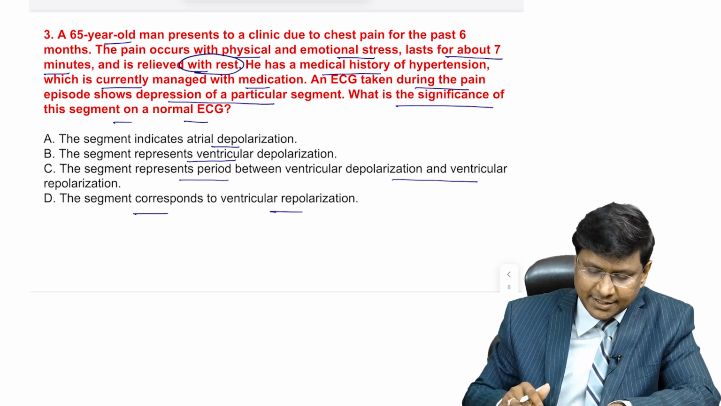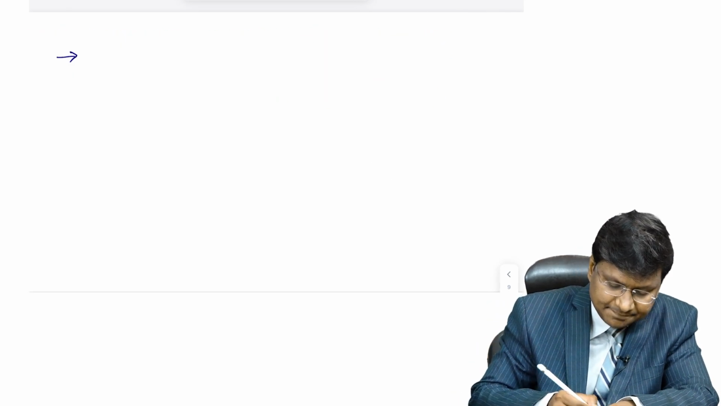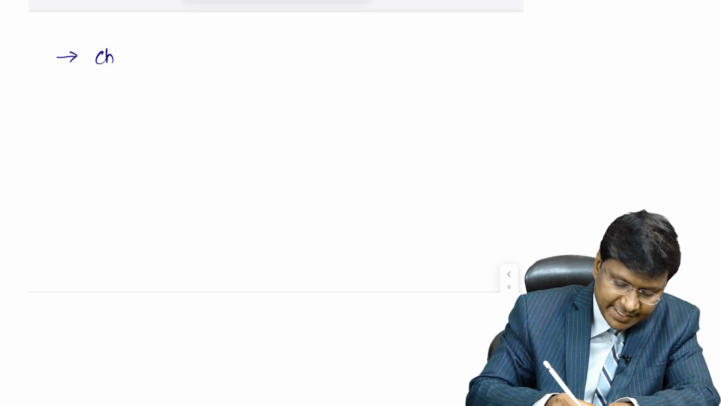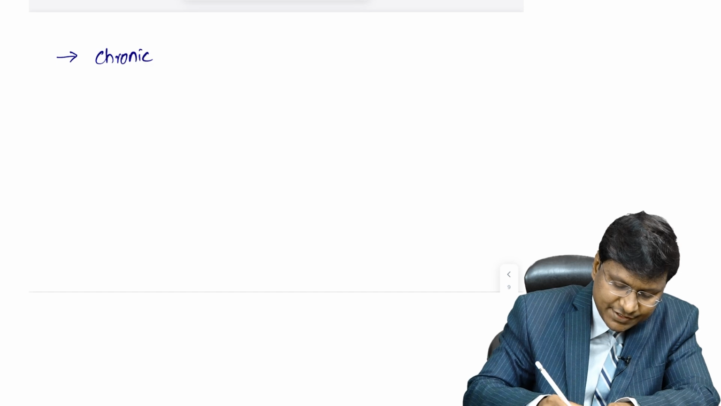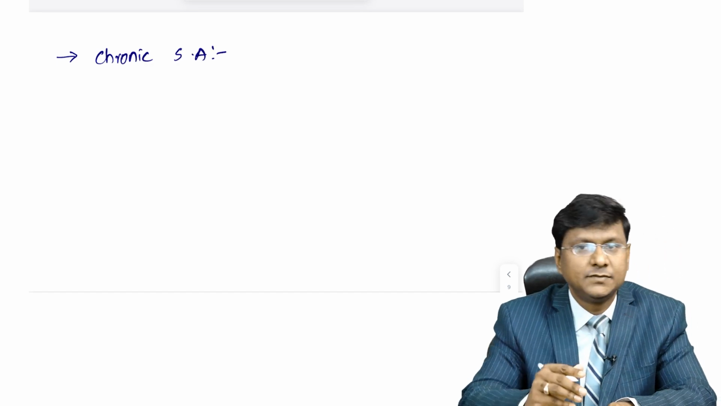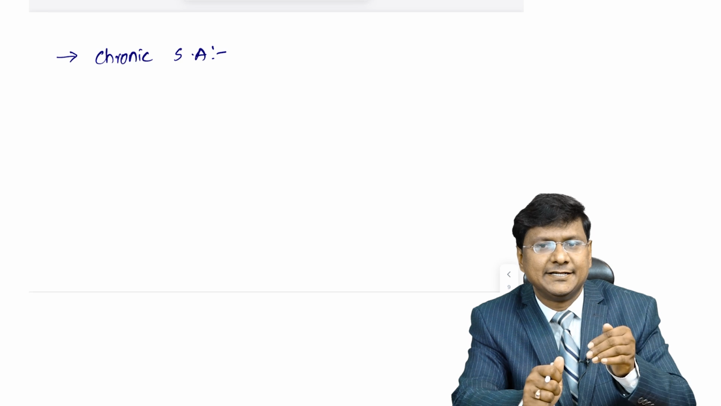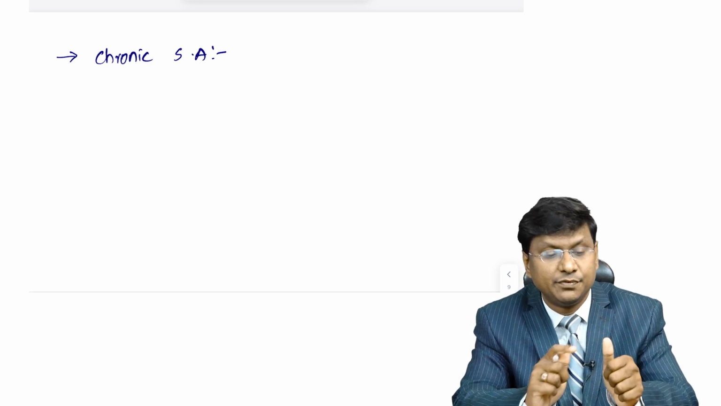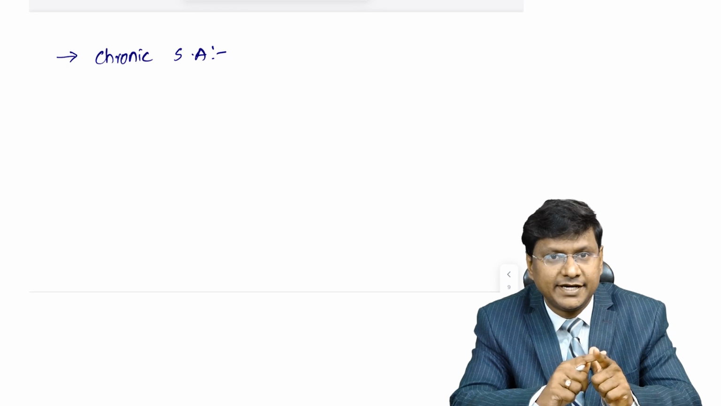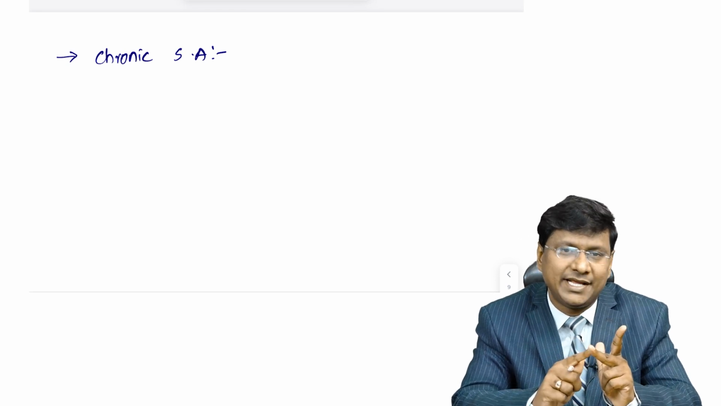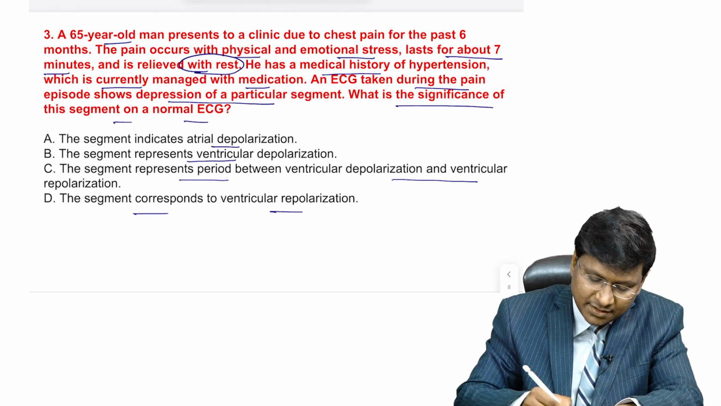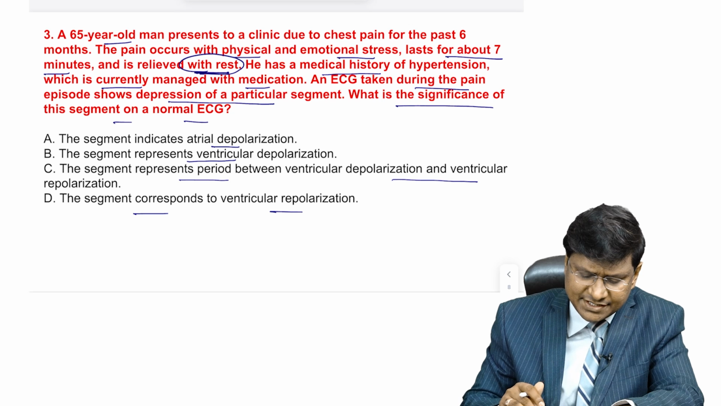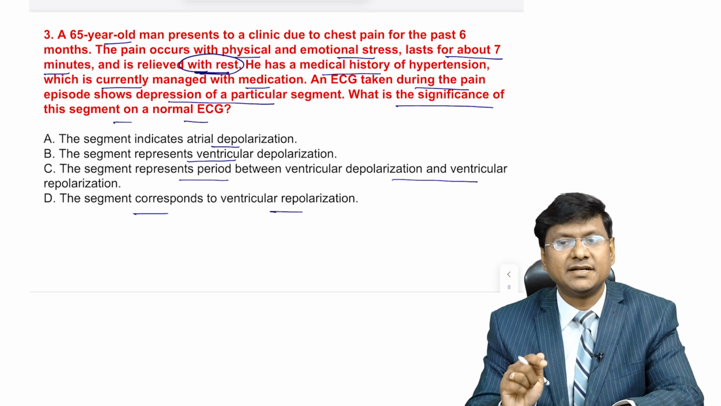Now let me tell you an important point here. What is the clinical scenario suggestive of? The clinical scenario which has been given to you is suggestive of chronic stable angina. Because in chronic stable angina, the pain occurs with physical and emotional stress, and the pain gets relieved on taking rest. That is what is given in the clinical picture of the individual, which is suggestive of chronic stable angina. Now, the ECG is showing that there is depression of a particular segment.